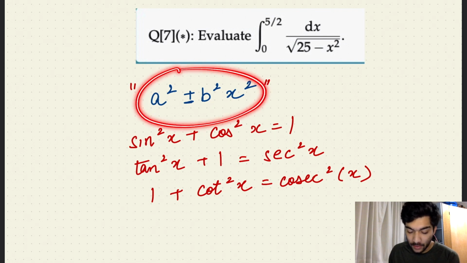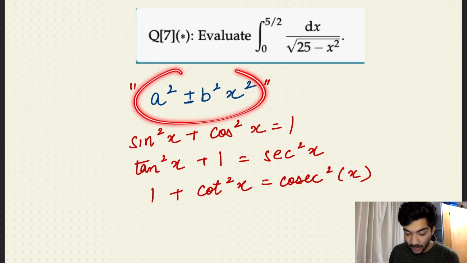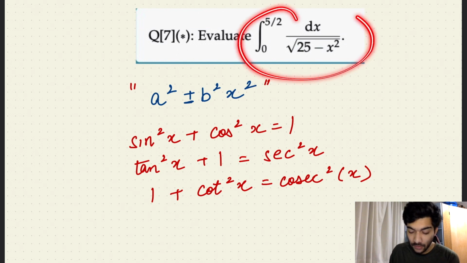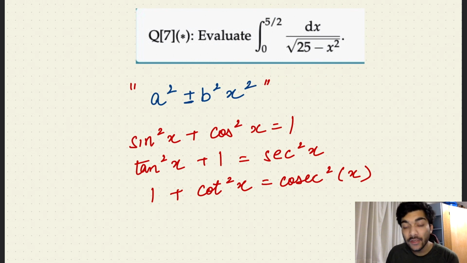Whenever you have a pattern in your indefinite integral which looks somewhat like a square plus minus b square x square, it will give you an idea that you could use trigonometric substitution to solve your indefinite integrals. You'll make your indefinite or definite integral expressions much simpler than your original integral expressions. If you have not watched my previous video, I would highly suggest you first watch it in order to get the full context of what we would be doing in this video.